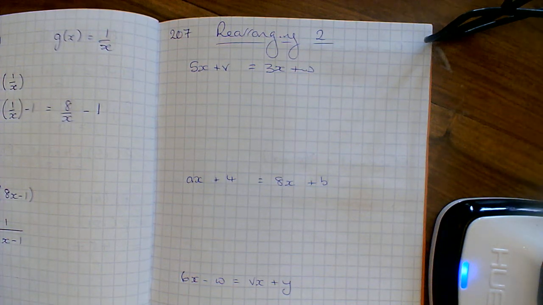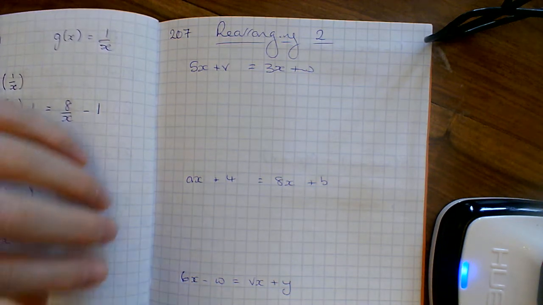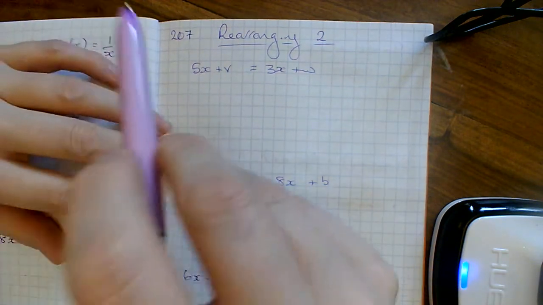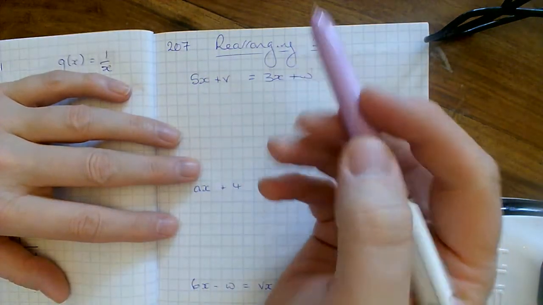This is 207 rearranging 2, and it's quite a complex little thing which involves quite a bit of work. So it might be a bit long, I don't know.